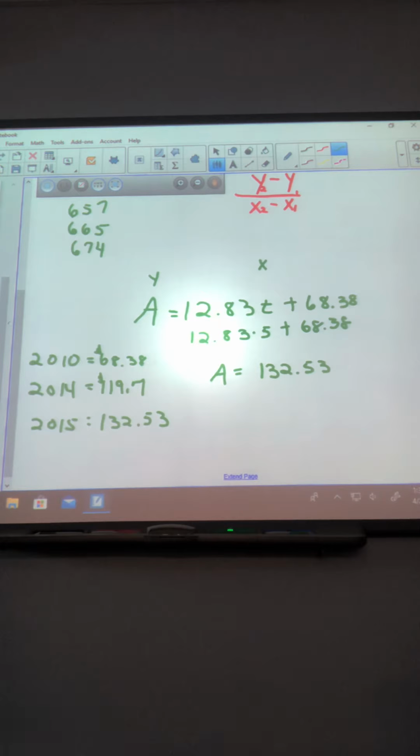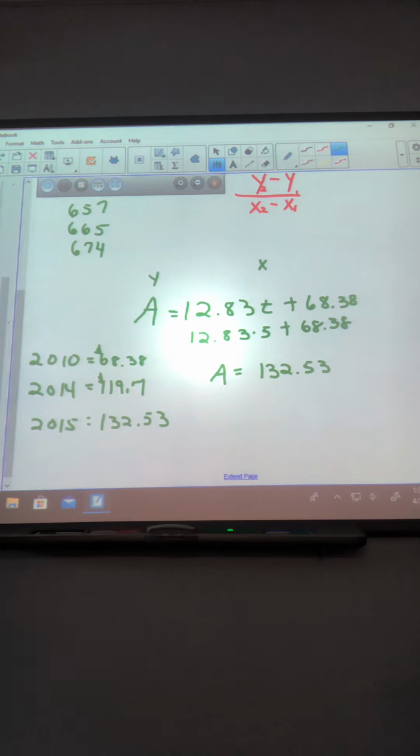It says graph the equation and use the graph to estimate the amount spent for online advertising in 2012. Sorry, it was online advertising. This is what the money is going to, not just spending. Use the graph to estimate the amount spent for online advertising in 2012. Okay, so we're going to go ahead and graph this.